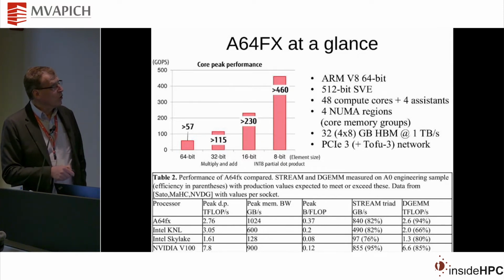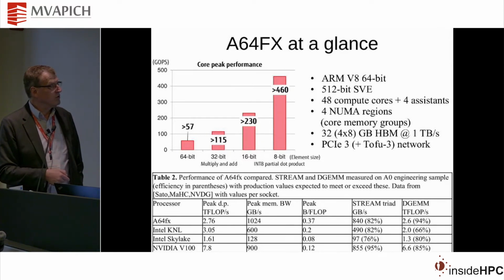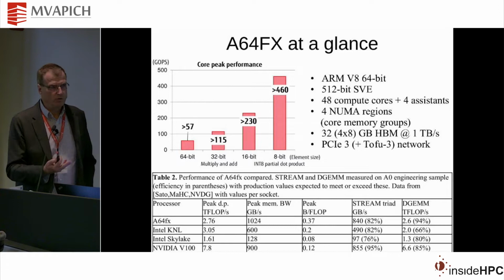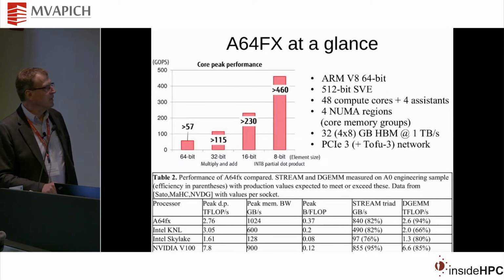Looking at a single core, there's 52 cores on the chip, 48 for compute, 4 associated with running the OS. They're identical cores, there's no distinction between them. 64-bit, 57 gigaflops plus per core, and you basically, as you get more elements per vector, the performance increases accordingly.